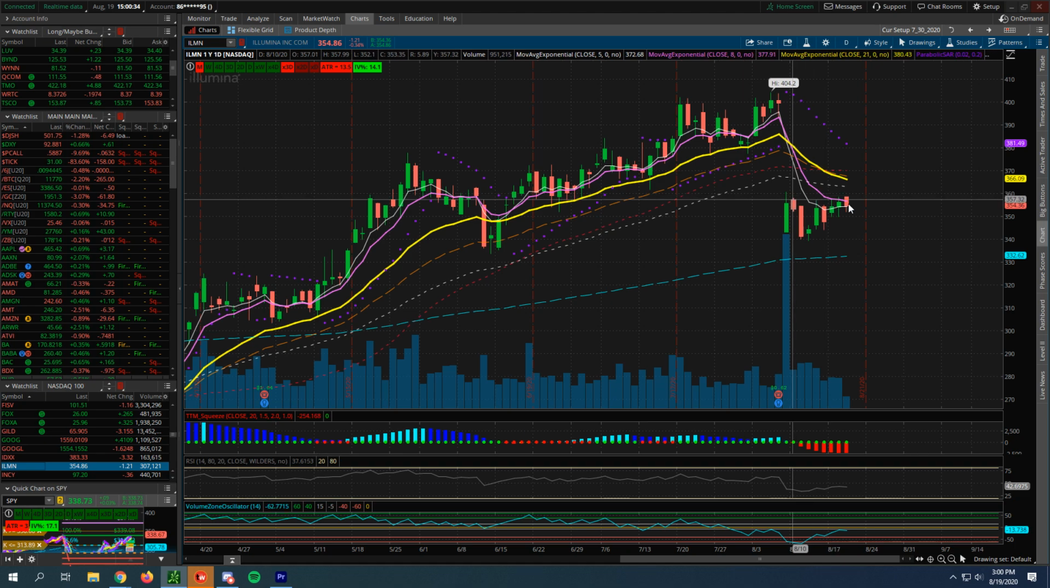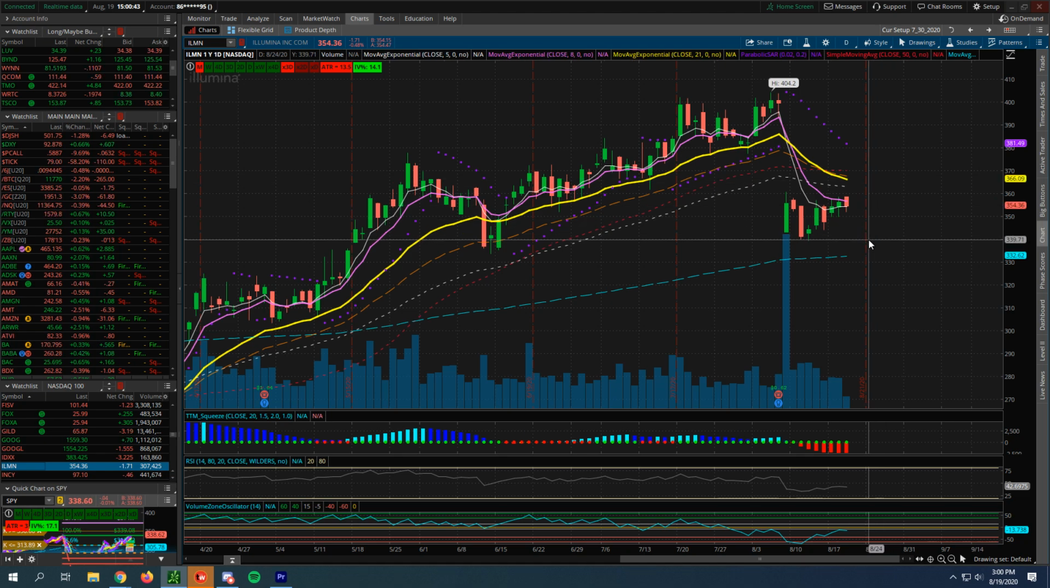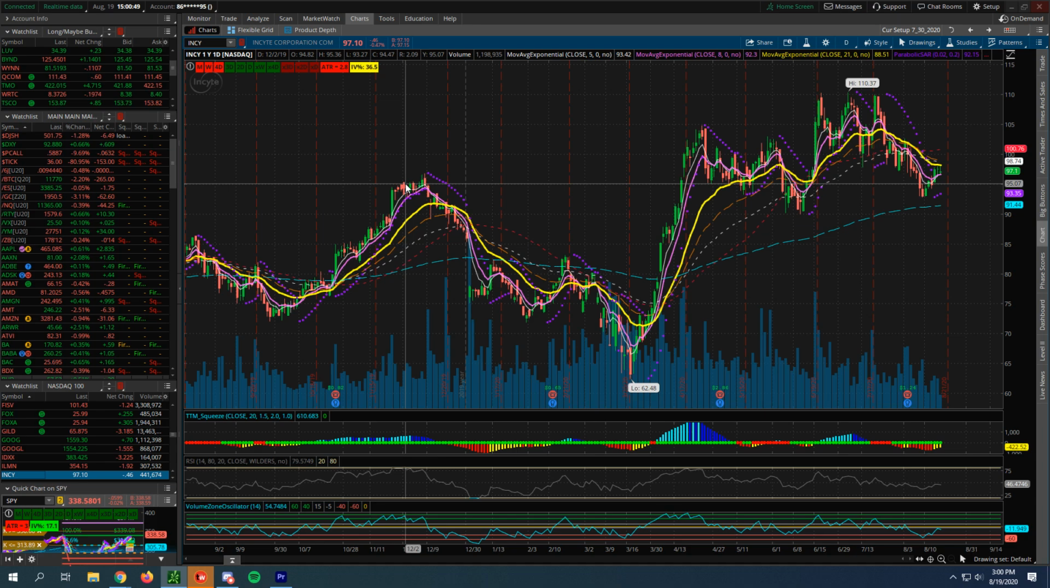Looking for these to kind of consolidate, potentially build a base to start potentially getting above that 21 EMA, which is currently at 366. Downward, it's going to be initially around the 340, and then potentially downside support around 330, where the 200 EMA comes in. Next one is INCY.